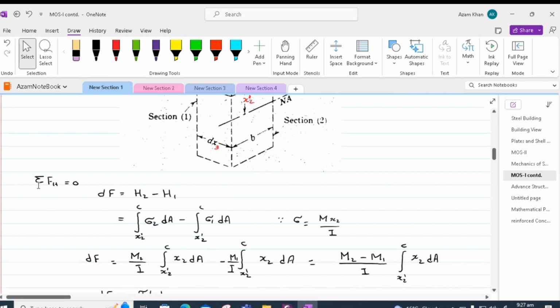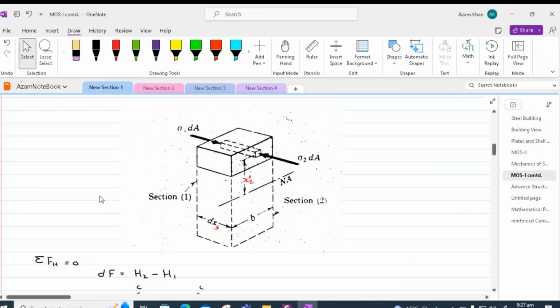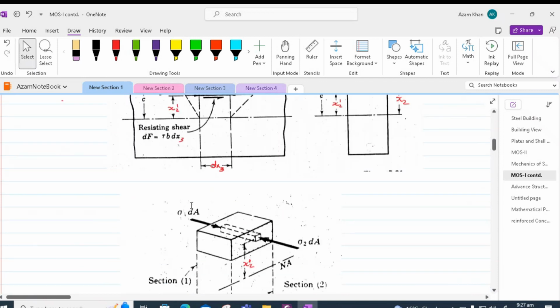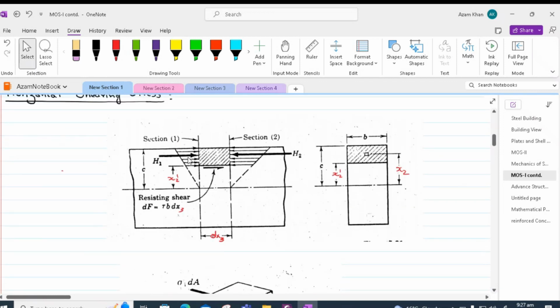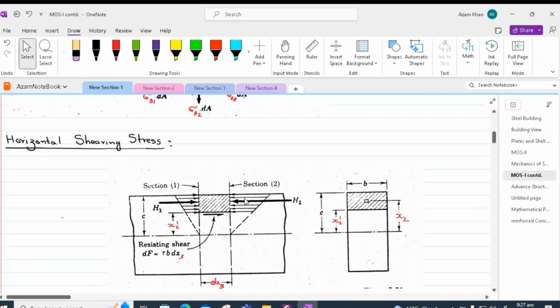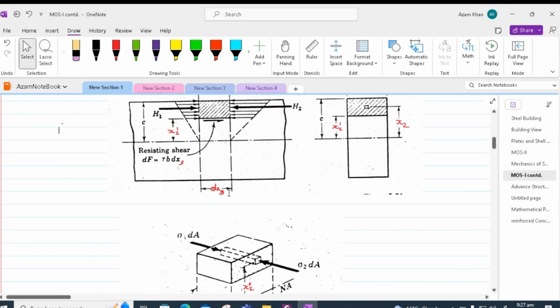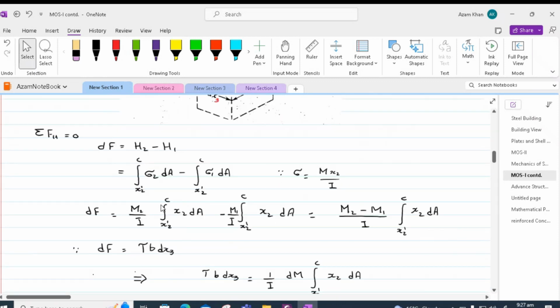So in order to satisfy the summation of all the forces in the direction h equal to 0, we can write again dF is equal to H2 minus H1. H2 will be equal to the flexure stress times our depth of interest. So sigma 2 times dA, and it will go from x21 till c. Similarly, H1 will be equal to sigma 1 dA, and the limit of the integral would be x21 till c.